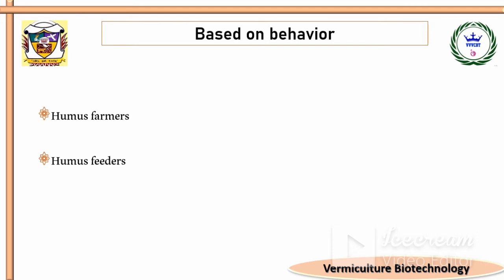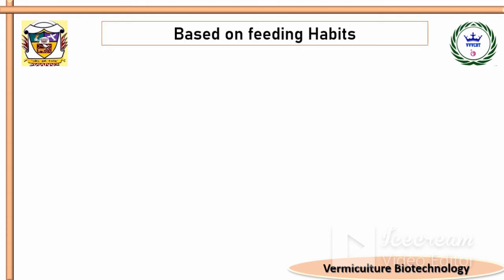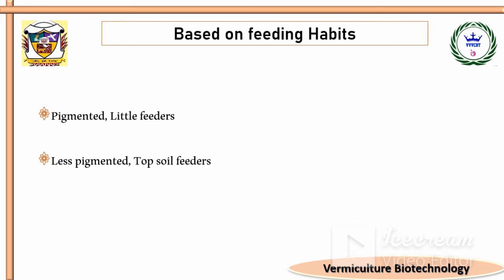Based on feeding habits and color, Pierce has classified the earthworms into the following three groups. Number 1, pigmented, that is also referred to as litter feeders. Number 2, less pigmented, otherwise called topsoil feeders. Number 3, less pigmented, humus feeders.